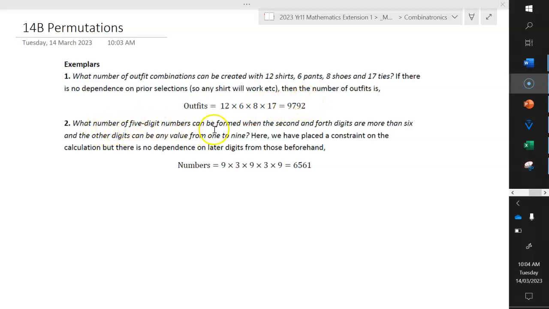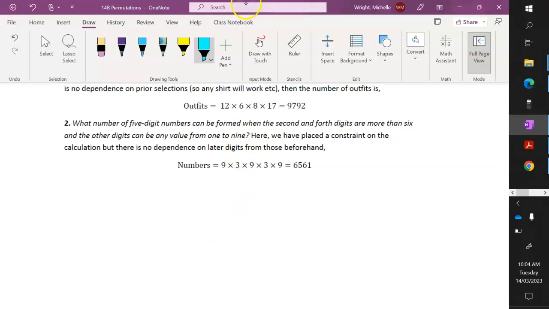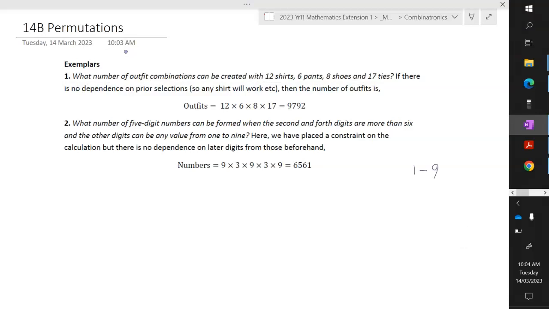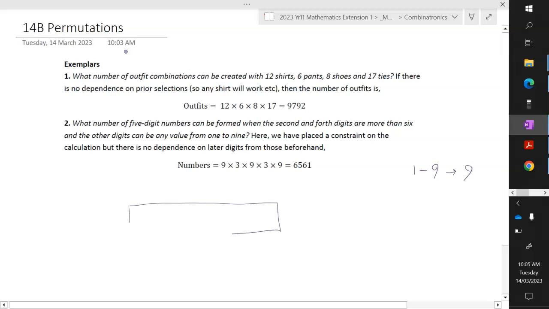What number of 5-digit numbers can be formed when the 2nd and 4th digits are more than 6, and the other digits can be any value from 1 to 9? So I think what we might do with this one is think about our little boxes that we had before. In this case, we're not including 0. So we're going 1 to 9 are our numbers, so we've actually got 9 possibilities. So let's have a look at that. A 5-digit number. We've got 1, 2, 3, 4, 5. So we're going to think of each of those positions of that number as an individual thing happening in it.